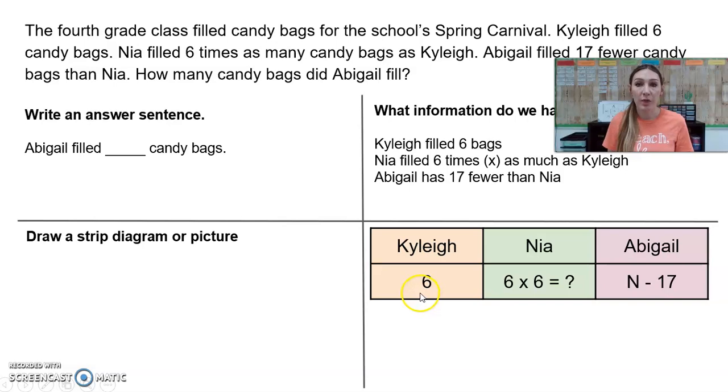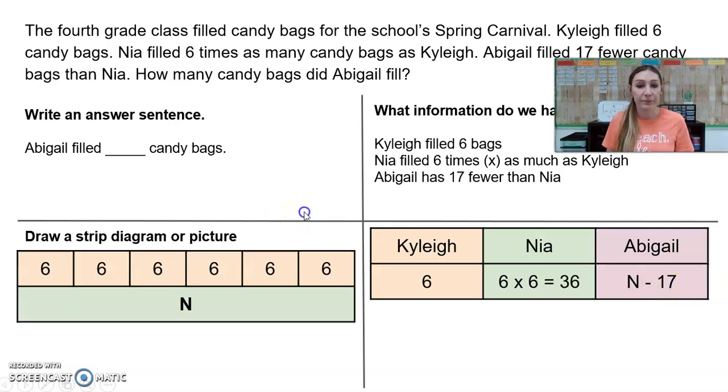I know that Kylie has 6 bags. I also know that Nia has 6 times as much as Kylie. So if Kylie has 6 and Nia has 6 times more, I know I'm going to be multiplying 6 times 6, and then I can figure out how much Nia has. And I also know that Abigail is going to have 17 fewer or 17 less than Nia. So I'm going to use n for Nia, and then 17 less, so n minus 17.